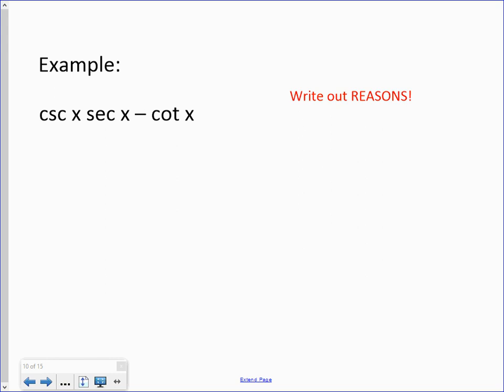Not really any fractions to combine. Can you write them all in one trig function? No. Can you write them all in terms of sine and cosine? Yeah, let's do that. So cosecant x would be 1 over sine x. Secant x is 1 over cosine x. And then cotangent, we could write 1 over tangent x, but that's still 3 different functions. Use your quotient identity. It's cosine x over sine x.